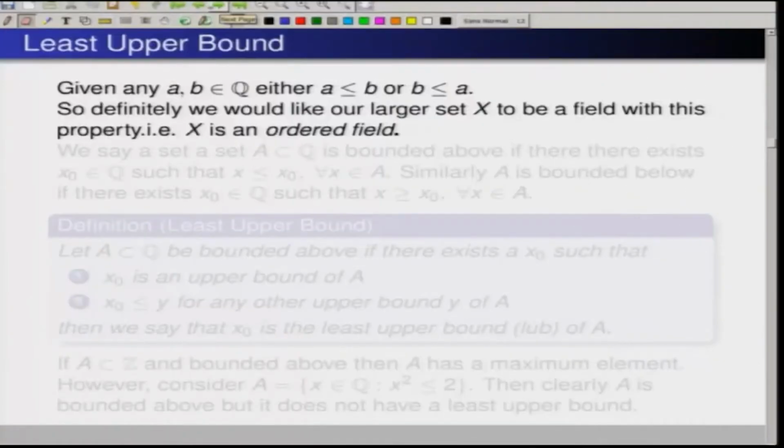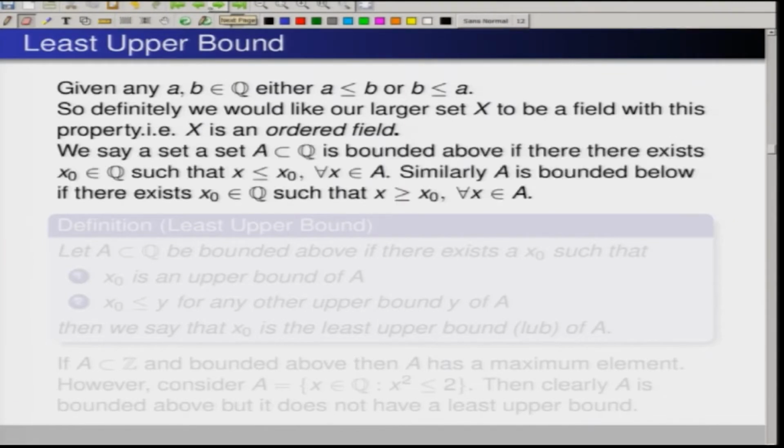So, definitely what we would like to have for a larger set X is a field, and not only a field, but one in which we can compare any two elements. That is what is called an ordered field. So, the point is that from Q we want a larger set X, and we want it to be an ordered field. Okay, so now what kind of ordered field are we looking for? Let's look at what exactly we are lacking in Q.